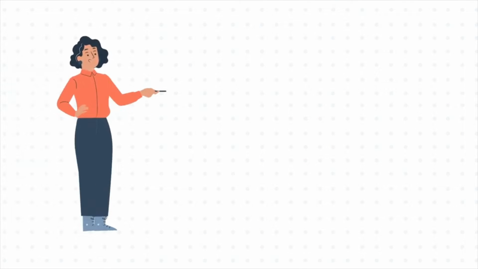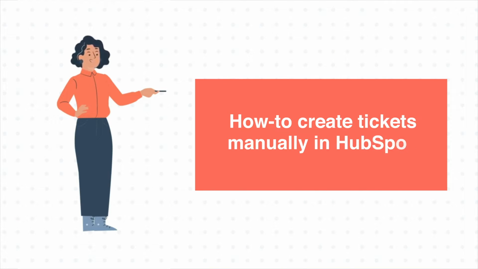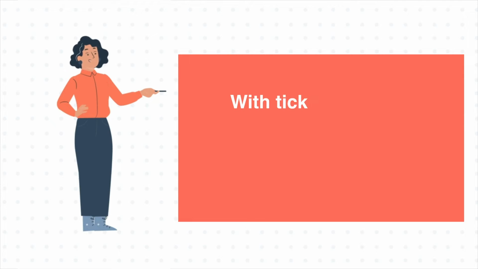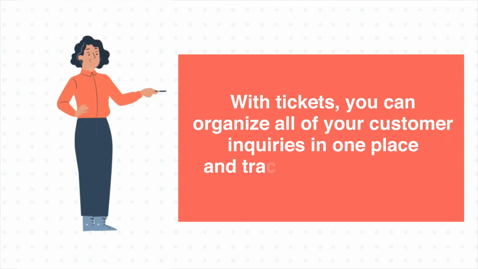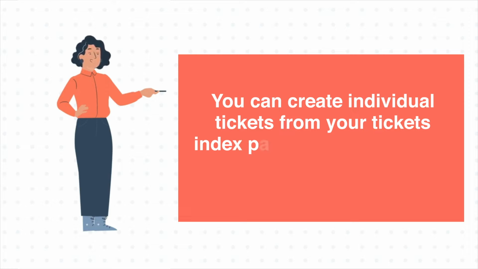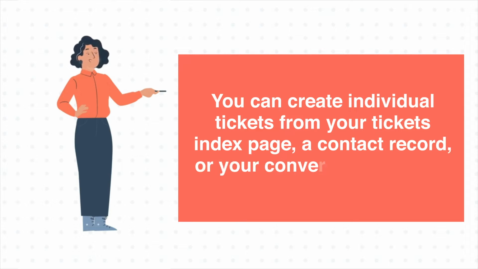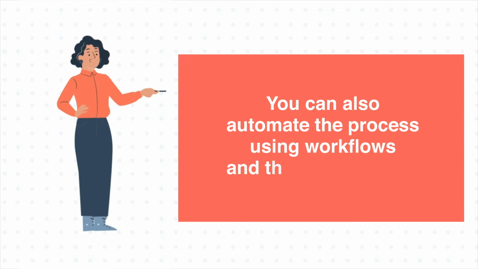This is Jessica and our today's tutorial is about how to create tickets manually in HubSpot. With tickets, you can organize all of your customer inquiries in one place and track trends over time. You can create individual tickets from your tickets index page, a contact record, or your conversations inbox. You can also automate the process using workflows and the support form.